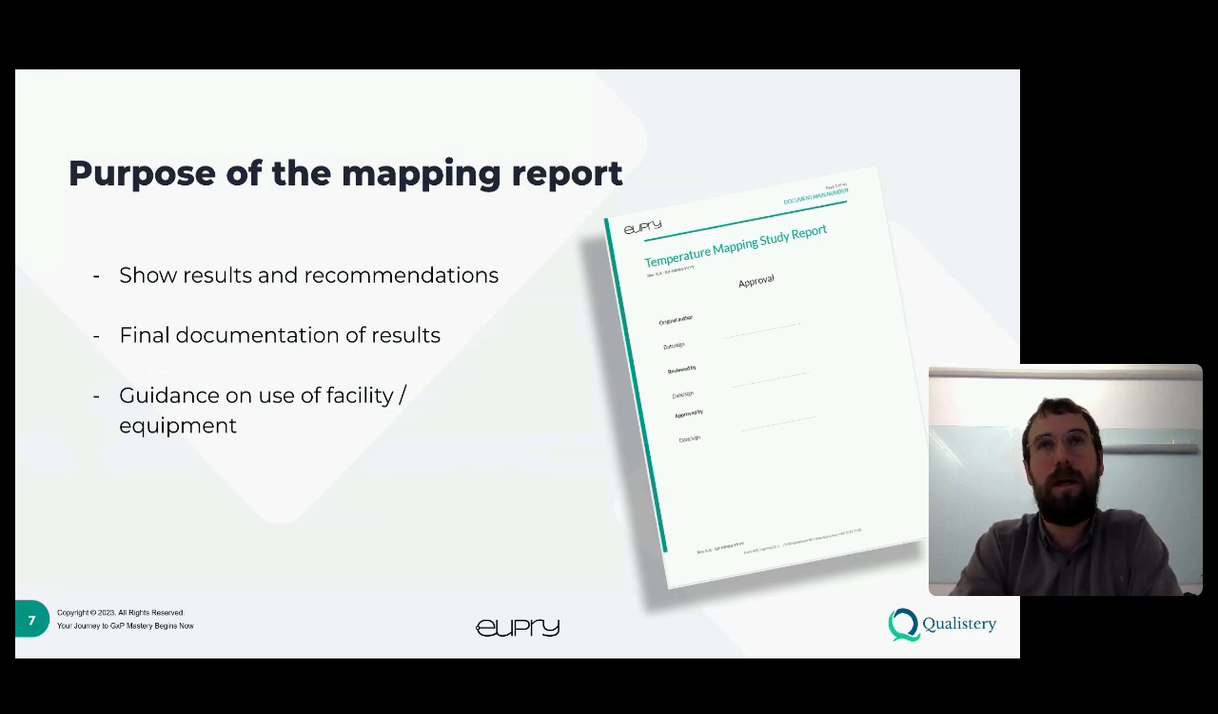So from this standpoint, the first important thing to keep in mind is what is actually the purpose of the mapping report. This is something that we sometimes see being misinterpreted, but basically the mapping report should show the results. So which kind of data did we acquire during the mapping study? And it should also include the conclusion. So what is it we can conclude based on that data? Do we fulfill the criteria that we set out, or did we not?